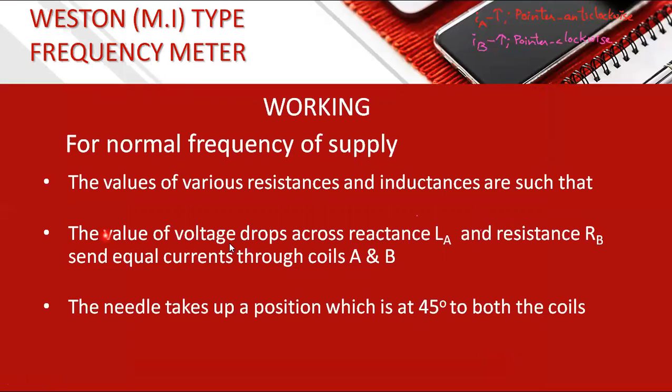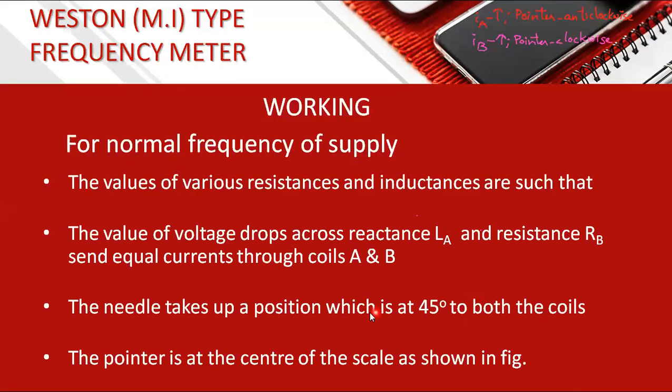So the values of voltage drops across reactance LA and resistance RB are equal, and currents through A and B are equal. So the needle takes up a position which is at 45 degrees to both the coils. So the position of the needle will be the same as shown in the figure. So there won't be much change in the position. It will be aligned at 45 degrees to both of the coils. So the pointer is at the center of the scale. That is as shown in the figure.